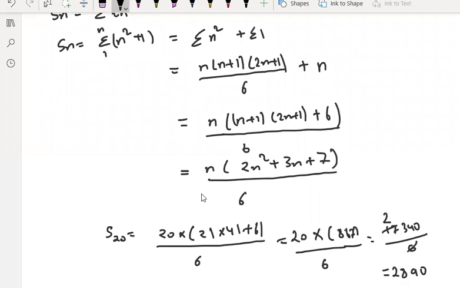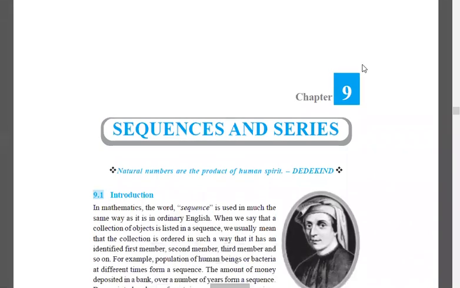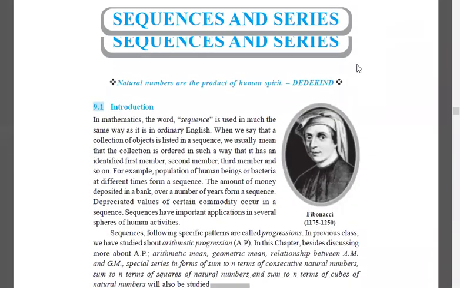Now, tell me, did you get how to find the sum and the nth term of any sequence? Yes or no? Very good. Now let's see some problems. So this is a chapter, sequence and series.